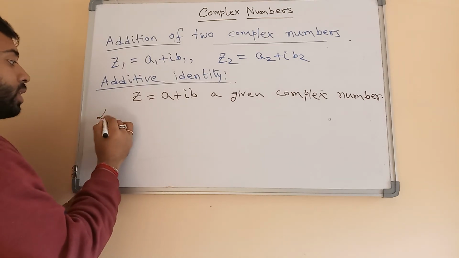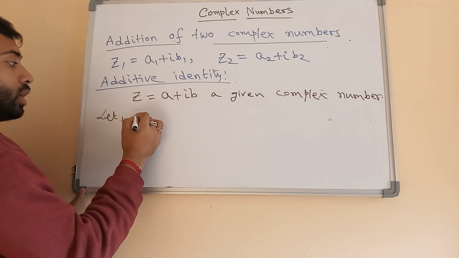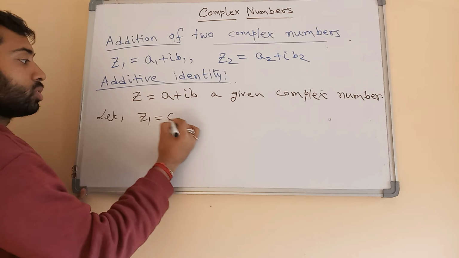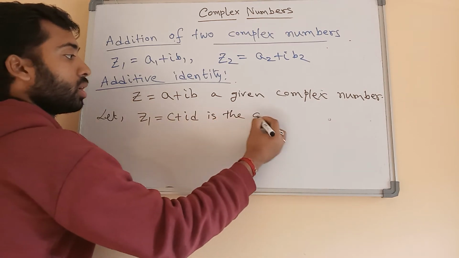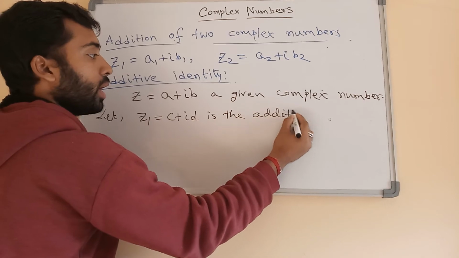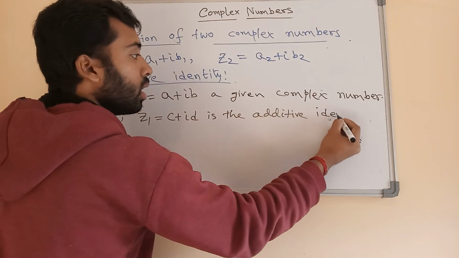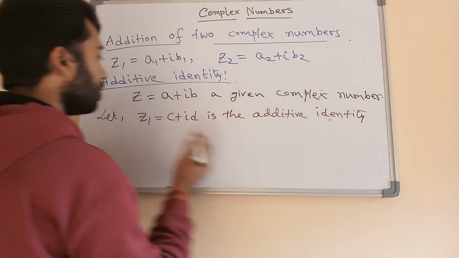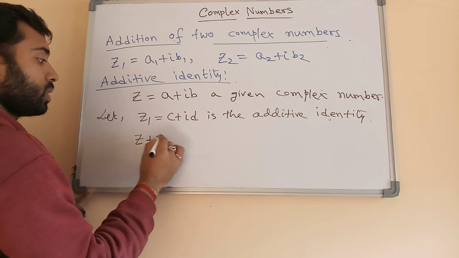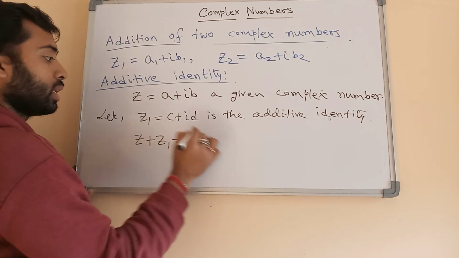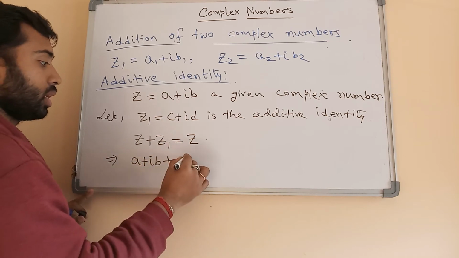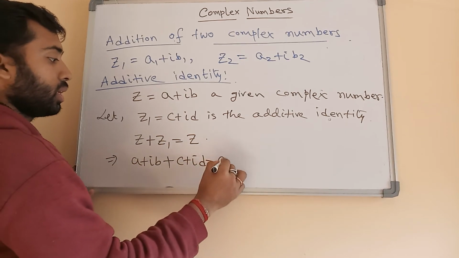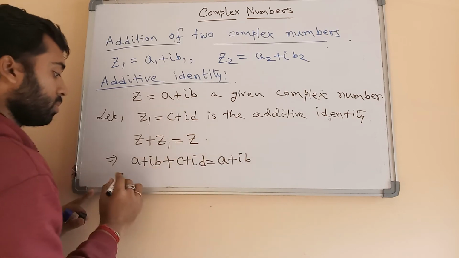So let another number z1 equals c plus id be the additive identity. So the rule says z plus z1 will be again z. A plus ib will be again a plus ib.